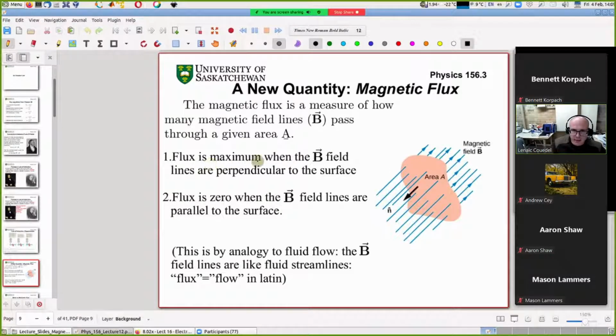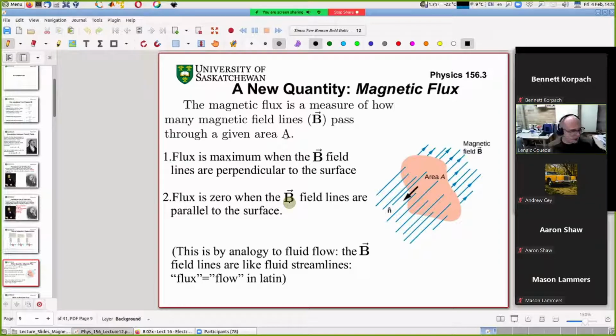So the flux is maximum when the magnetic field lines are perpendicular to the surface, and the flux is 0 when the magnetic field lines are parallel to the surface. You can make a comparison with fluid flow. For example, air. If there is wind and I take my notebook here and I'm facing the wind, so the surface area of my notebook is maximum with respect to the wind flow, then you will feel a very strong force pushing on the notebook. Now, if you take the side of the notebook, so the surface area facing the wind is almost 0, the force is almost 0, and that's because the flow through the notebook now is 0.